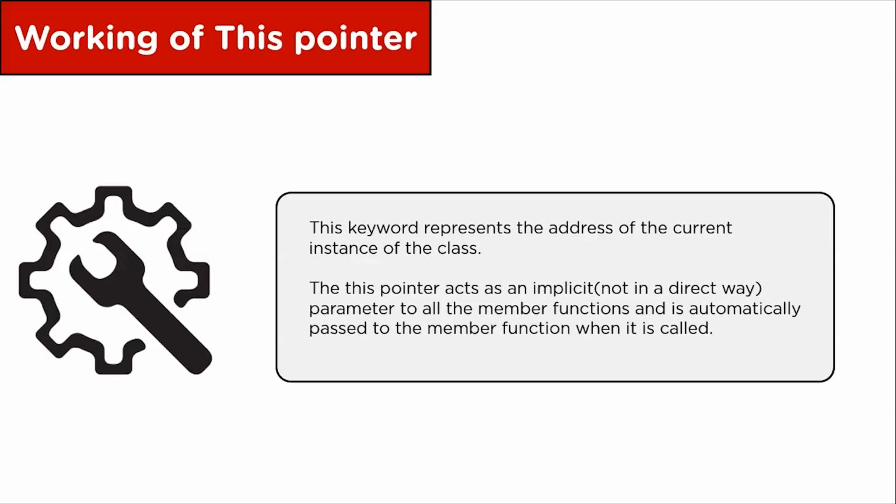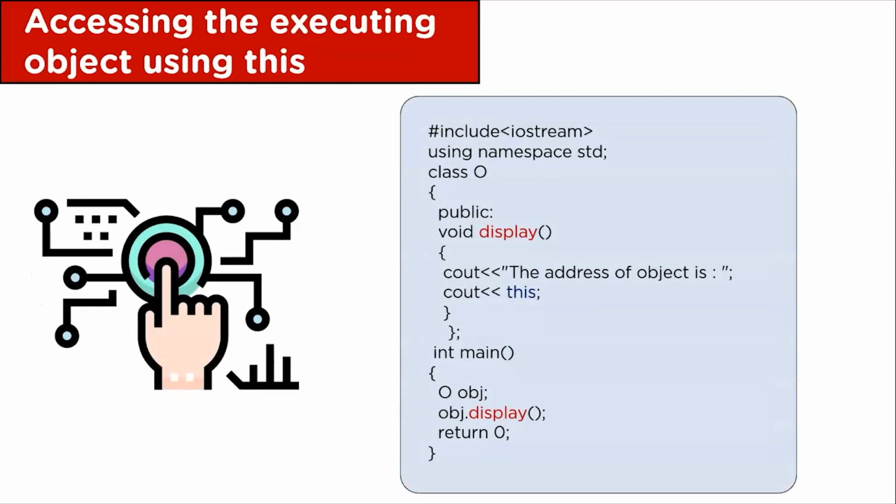Now let's learn how to access the executing object. As we can see in the example, we have created an object obj of class O, and with the help of this object we have called the function display, in which we are printing the address of the object, and we are also printing this pointer, and this is the executing object. So by printing this, we will get the address of the object in the memory. Along with this, we can also access the data members using this keyword.